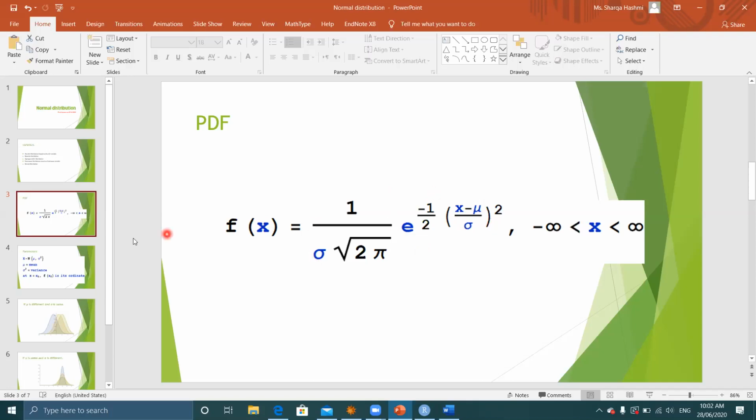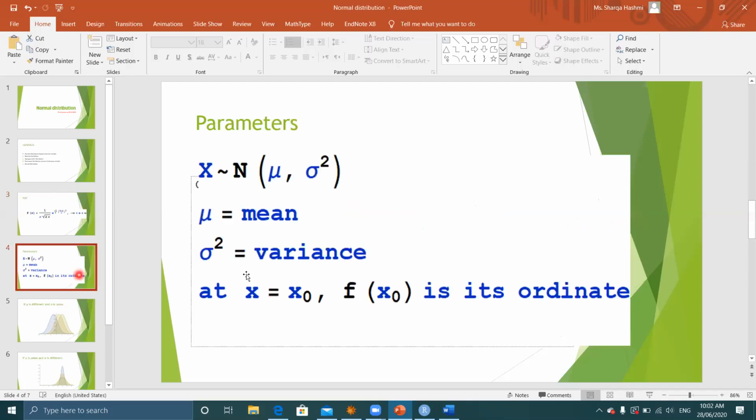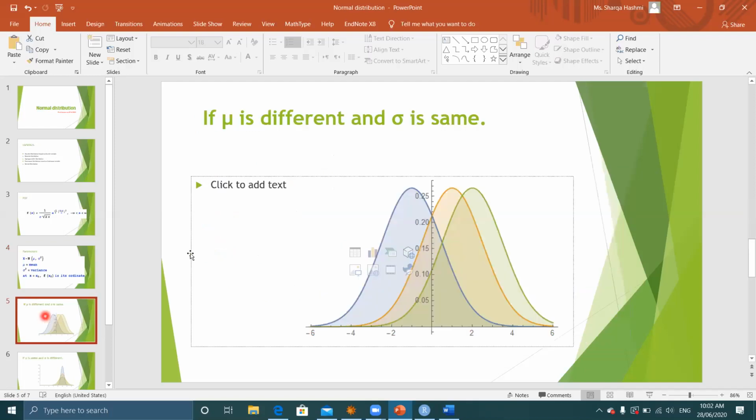Now come to the figure and I will tell you what is meant by ordinate. So at x is equal to x naught, any specified value, f of x naught is its ordinate at the point of x naught. So the shape of the normal distribution is bell shape. You can see there are three bell shapes of similar type, but they are shifted along the x-axis. First one is blue, and next is the orange one, and next one is the green one.